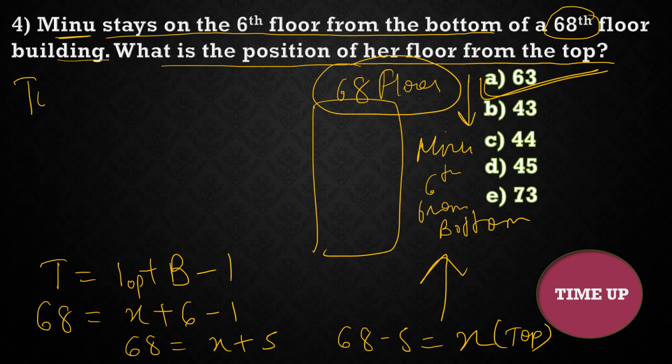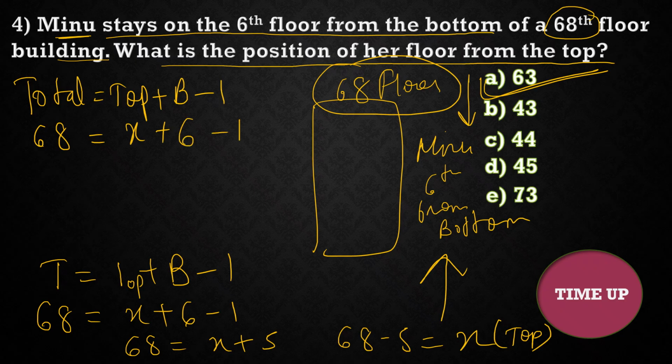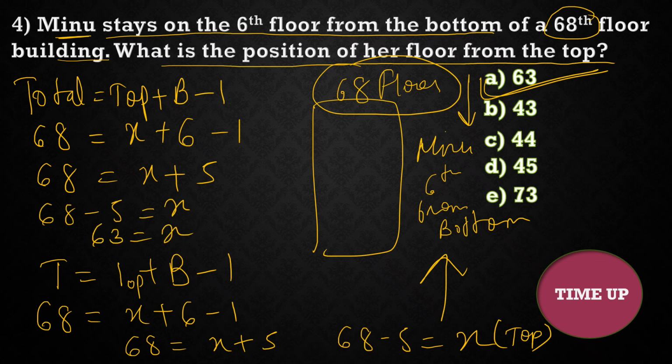So here is total, and here is top plus bottom minus 1. Total is 68. Top we don't know, we have to find it out. Bottom, she is on the 6th floor, minus 1. So 68 equals x plus 5. So 68 minus 5 is x. So 63 is x. x is nothing but the position of the floor from the top. So 63 is your answer. I hope you got this correct.